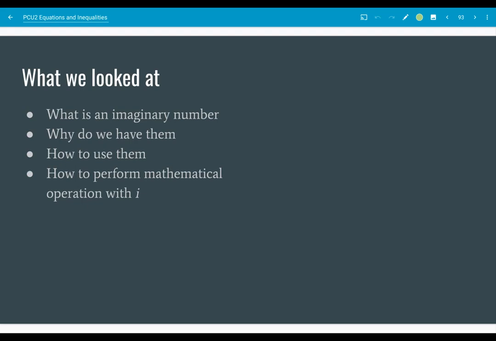So in this video talking about imaginary numbers, we looked at what it is, why we have them, how to use them, and then how to perform the basic operations: add, subtract, multiply, and divide with imaginary numbers.